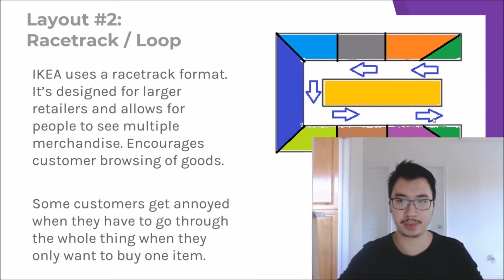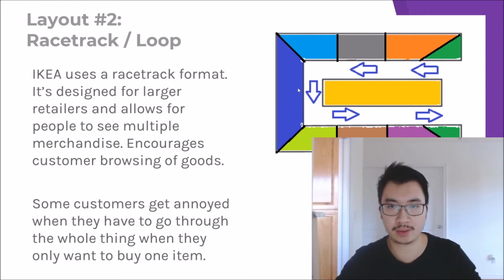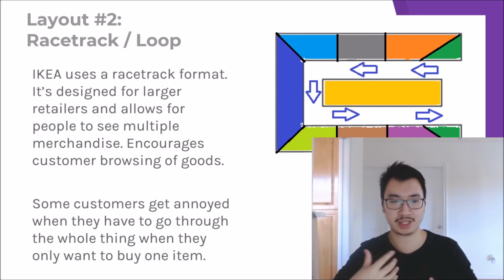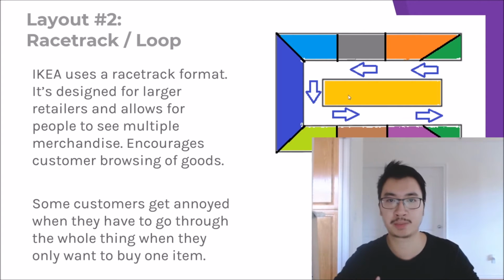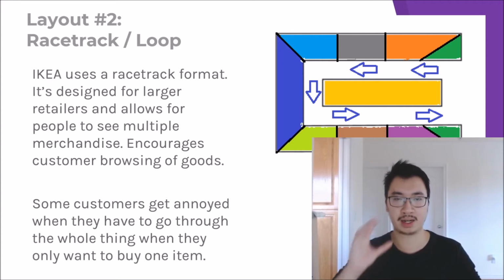So you have a loop and you get customers to walk around, and this way, if you look at the different colors, they see all of the different types of items that you have to offer. So it encourages customer browsing, and it's great for exposure of your products. Now, the challenges with a racetrack or a loop is that it's not very good for turnover.